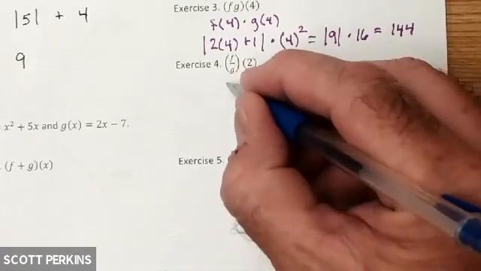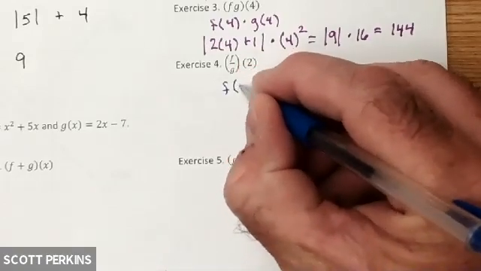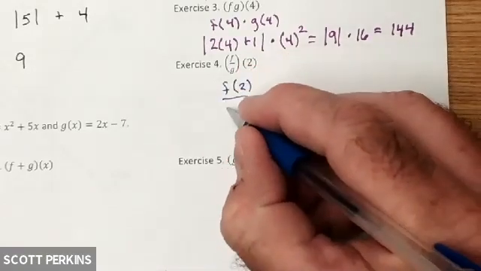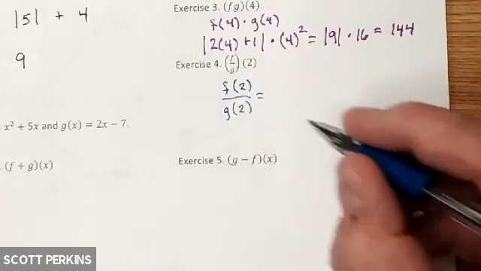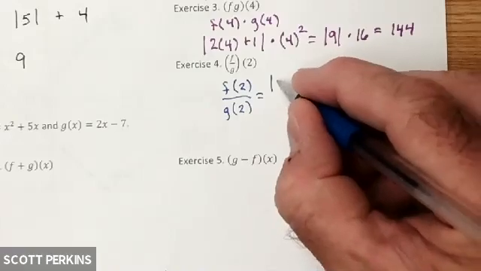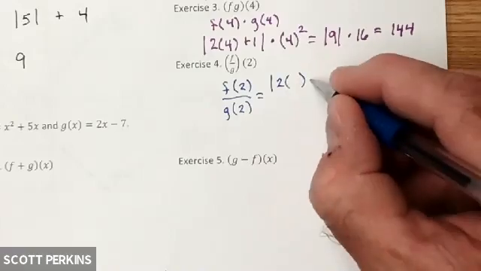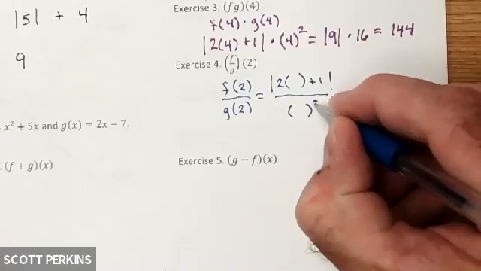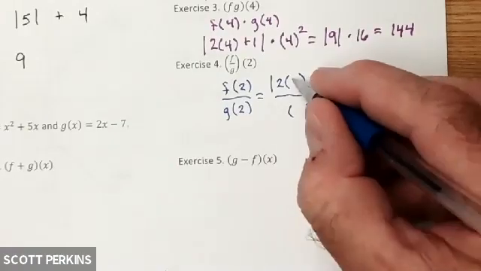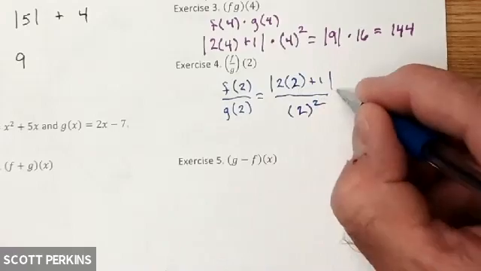So I'm going to get started. I'm going to take the function f and evaluate it at 2. I'm going to take the function g and evaluate it at 2. The function f is the absolute value of 2 times whatever I'm plugging in plus 1. Function g is whatever I'm plugging in squared. And in both cases, I'm going to plug 2 in.